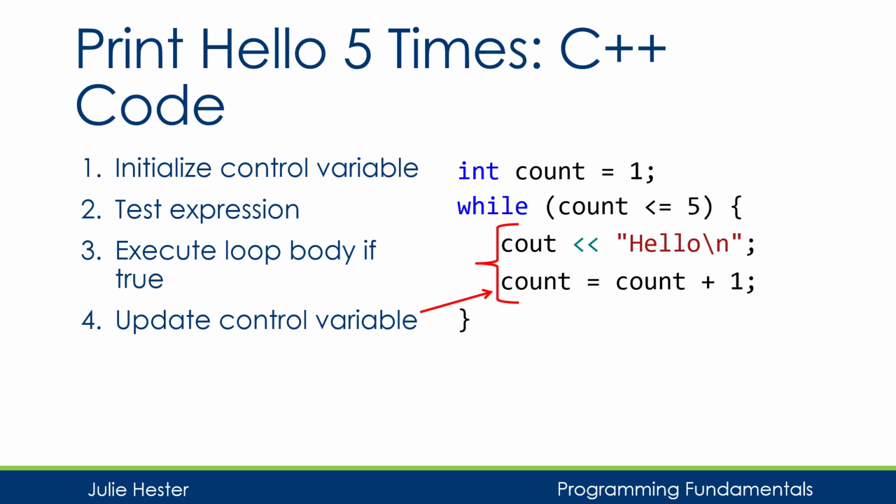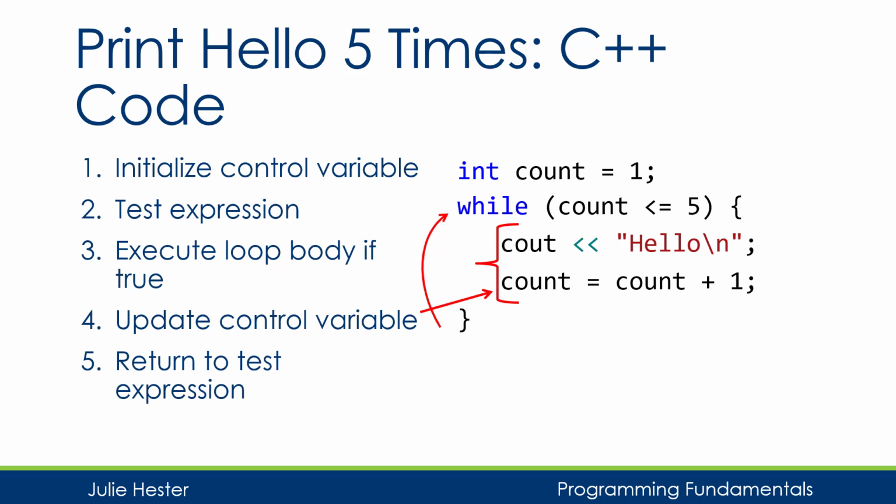After I get to the end of that code block, I'm going to go back up to where the while statement is, and I'm going to look at that test expression again. The test expression count less than or equal to 5. If that is still true, then I will execute the loop body again.